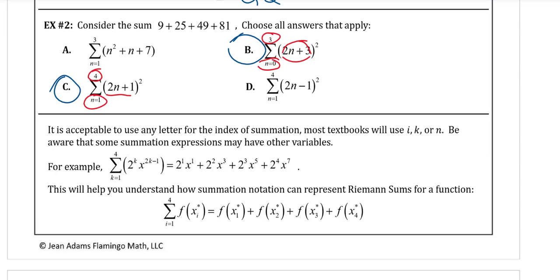It is acceptable to use any letter for the index, as I said. Most textbooks use i, k, or n. Be aware that some summation expressions may have other variables. As we will see, we're still going to have some x's in them sometimes. This will help you understand summation notation representing a Riemann sum. If you have f of x sub i star, you're adding the function, substituting each different value of x in there.